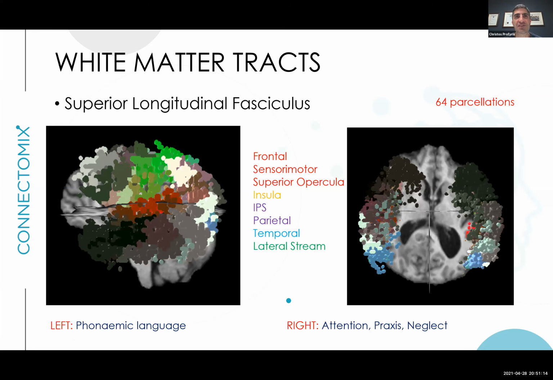A lot of the literature tries to focus on language, but it does a lot more than that because it's connecting 64 parcellations. But if we're going to give predominant functions, on the left side, it's responsible for phonemic language, so the way we are able to say words. Problems with it can lead to phonemic paraphasias. Later we'll discuss the language system, the dorsal and ventral language system and how the SLF fits in. On the right, it's probably important in the attention network, the praxis network, and neglect. These can all become problems when there's injury to the SLF.